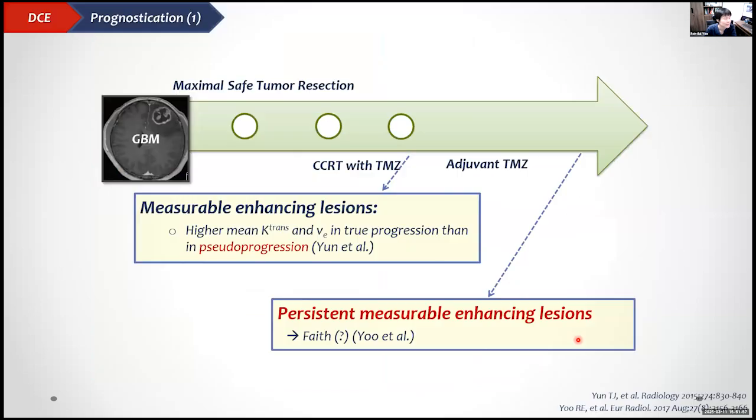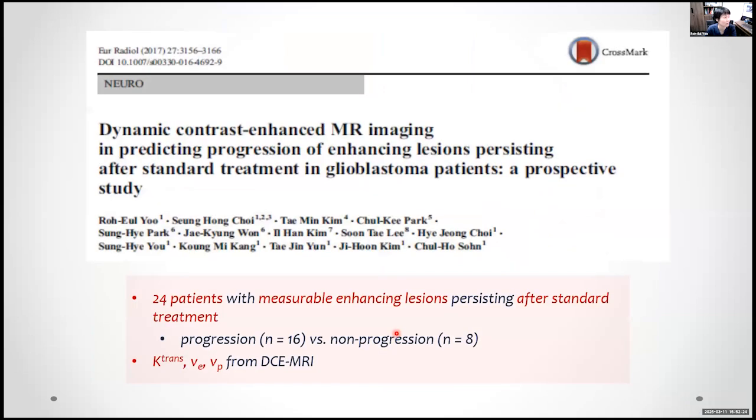And we also looked at the persistent measurable enhancing lesions after the end of the standard treatment for the GBMs. And this is not an infrequent situation where you still have some measurable enhancing lesions even after the standard treatment. And we were curious how they would behave, and what role DCE could have in predicting their behavior.